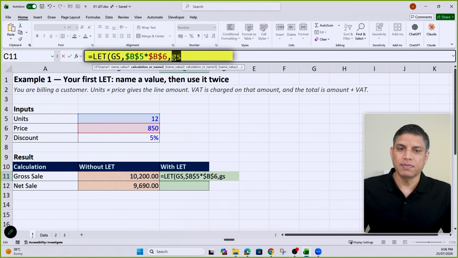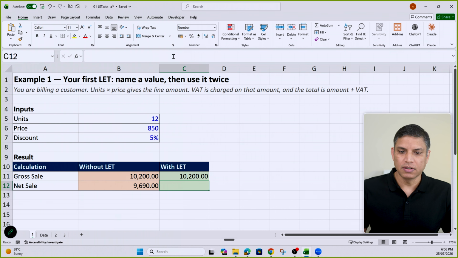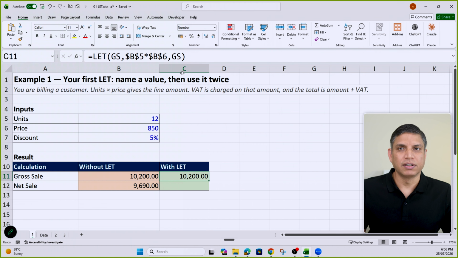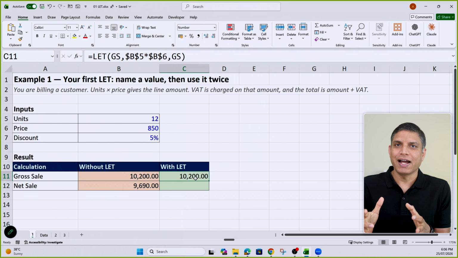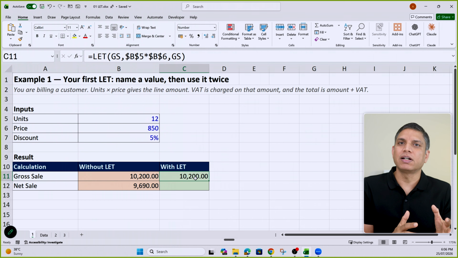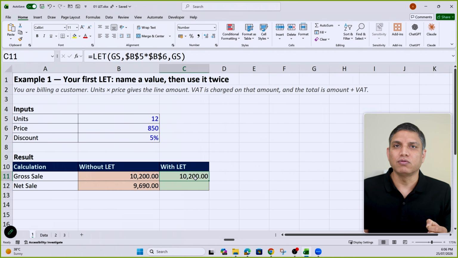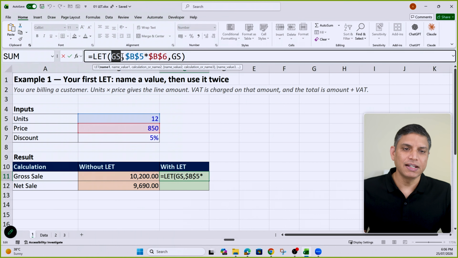So when I type GS over here and close the bracket and enter, it is giving me the same result. Now you might be thinking, what is the value addition of this formula? The value addition is not yet there. I'm using a very, very simple formula so that you can relate with what it does. Clear so far? I'm saying let GS is equal to this and then just give me GS, gross sales.